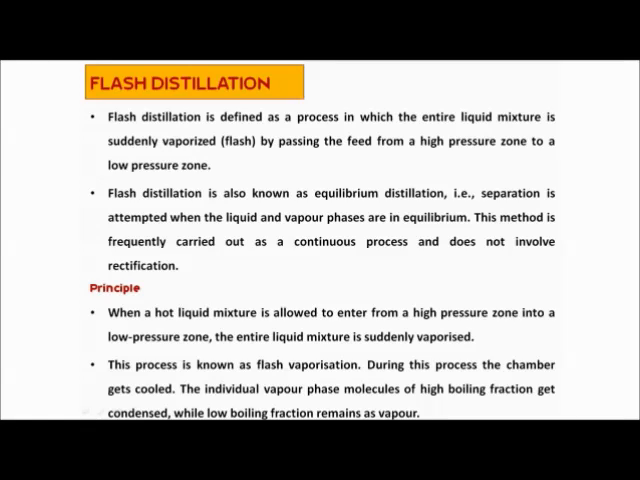As it is vaporizing, the chamber will get cool and the individual vapor phase molecules of the high boiling fraction get condensed, while the low boiling fraction will remain as vapor. So you should remember this thing. In the vapor phase there will be components. Suppose in the liquid you have components A, B, C, like that, right? So the individual vapor phase molecules of the high boiling fraction get immediately condensed, while the low boiling fraction will remain as a vapor, right?